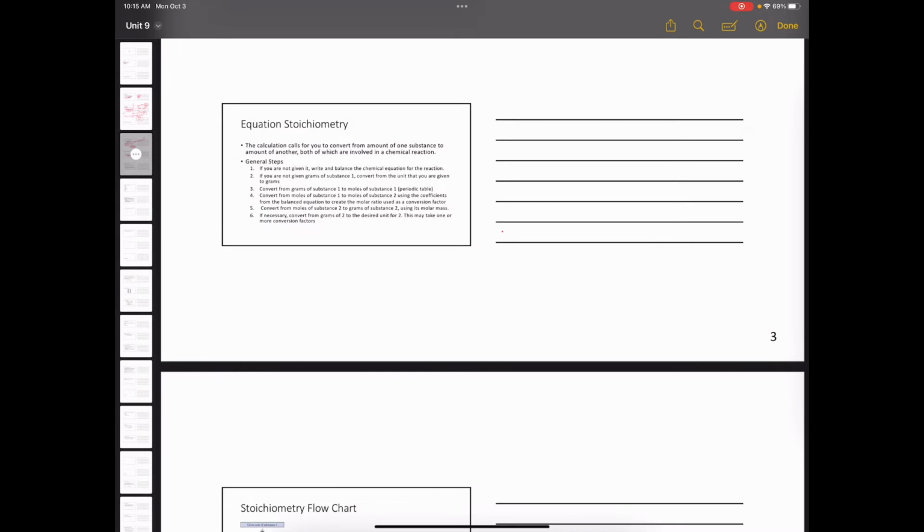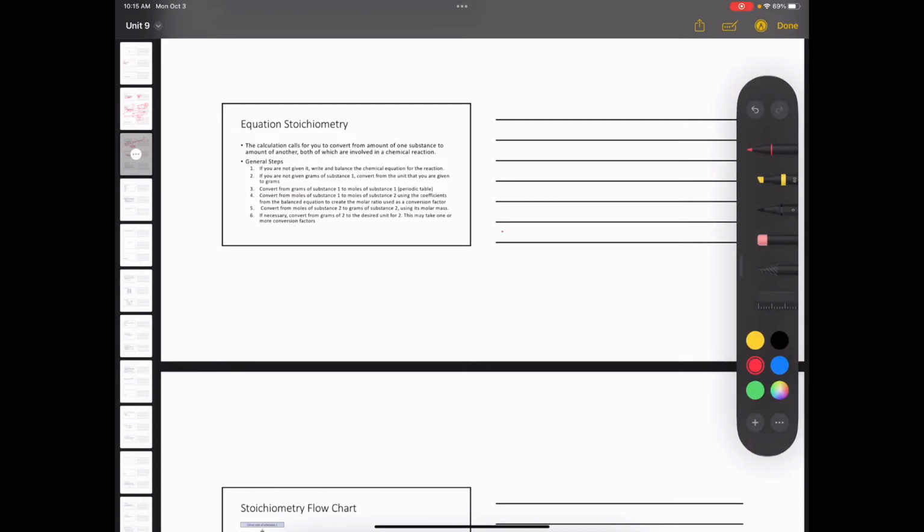So the calculation generally would ask you to convert the amount of one substance to the amount of another, which are both part of a chemical reaction. So you would have a chemical equation where different substances react together to yield one substance or more, and you'll have to calculate or convert the amount of one substance to the other.